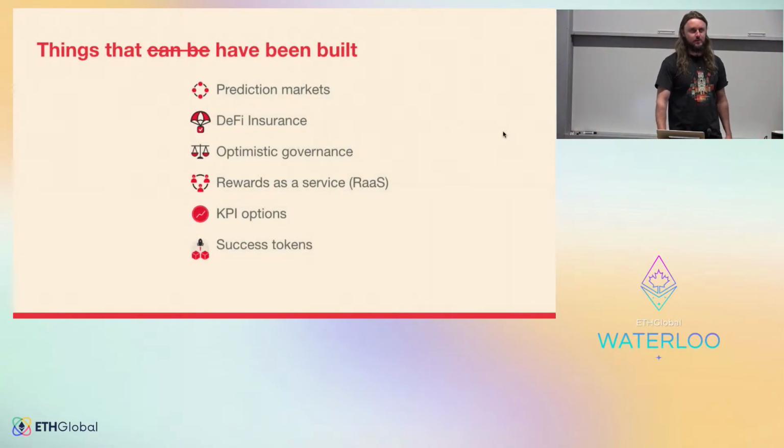All this stuff exists. It's not hypothetical. These are real things. I'm going to focus a little bit on number 3 right now, optimistic governance, because we're trying to solve a real problem for DAOs to keep them decentralized and autonomous so they can focus on just getting organized.